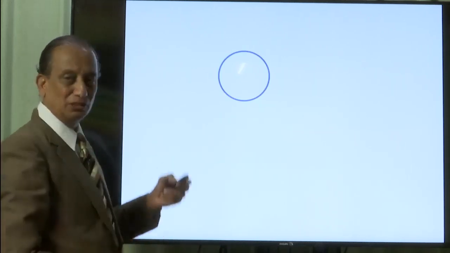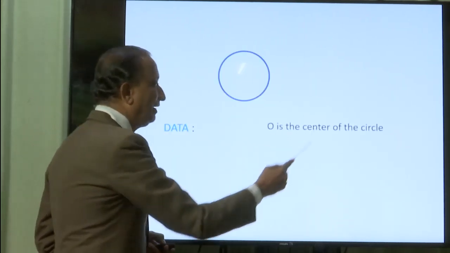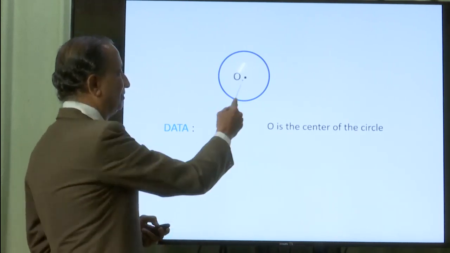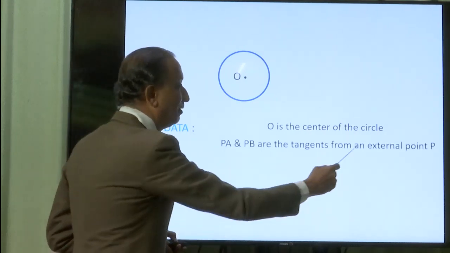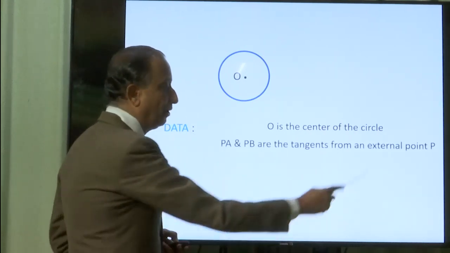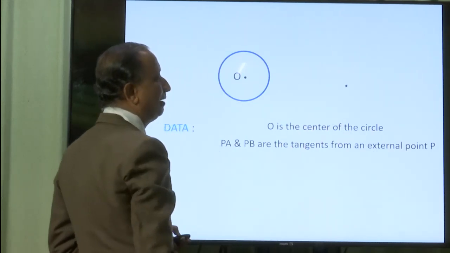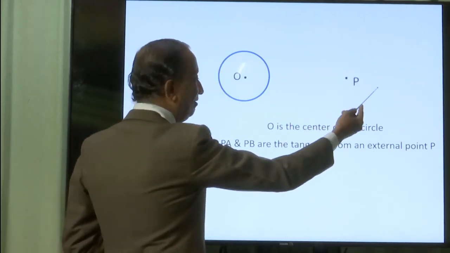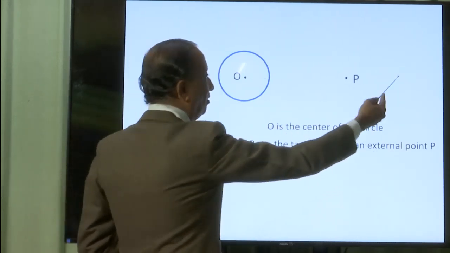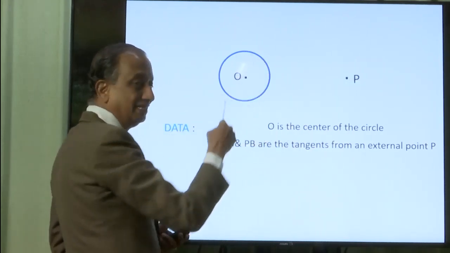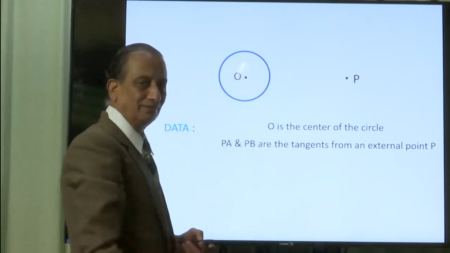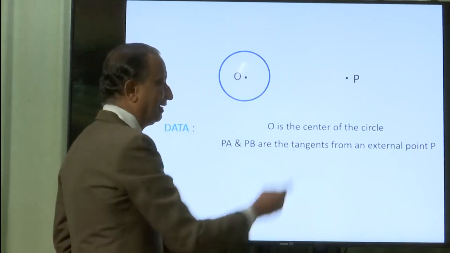So now let us draw the suitable figure for this. So here is the data. O is the center of the circle. So you can see here, this is the center, and PA and PB are the tangents from the external point P. Let us consider a point somewhere here, anywhere, as close or as far as you like, not on the circumference, not inside the circle, anywhere outside the circle you can choose, call it P.